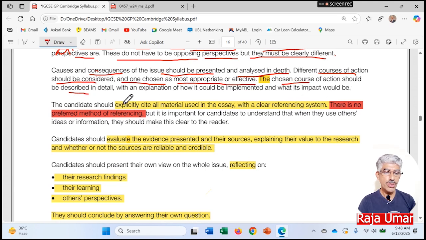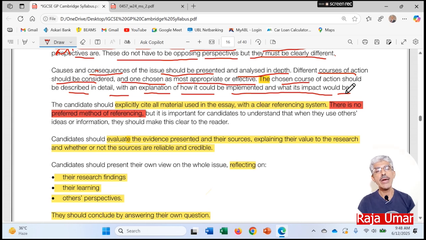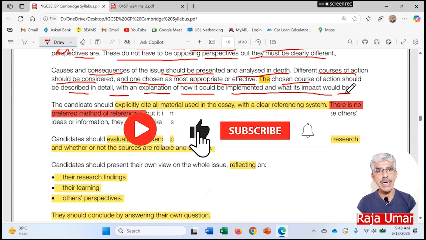The chosen course of action should be described in detail with an explanation of how it could be implemented and what its impact would be. That is, how quickly the desired results would be achieved, how quickly the issue would be over, how large the impact would be, and how long lasting the solution will be. So all these things should be there.